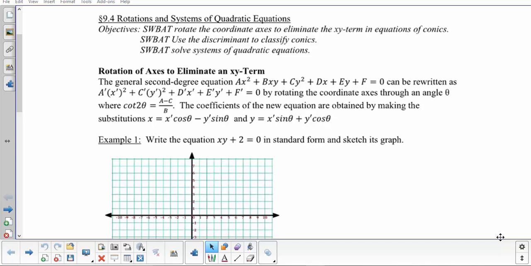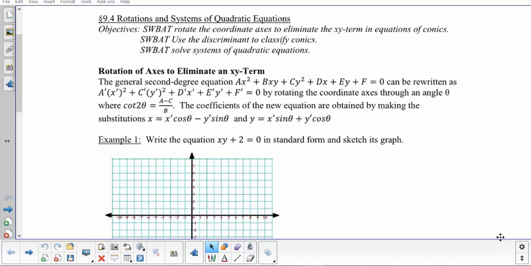The first thing we're going to talk about is rotation of axes to eliminate an xy term. The general second degree equation, ax squared plus bxy plus cy squared plus dx plus ey plus f equals 0, can be rewritten as a prime times x prime squared plus c prime times y prime squared plus d prime x prime plus e prime y prime plus f prime equals 0 by rotating the coordinate axes through an angle theta where cotangent 2 theta equals a minus c divided by b.